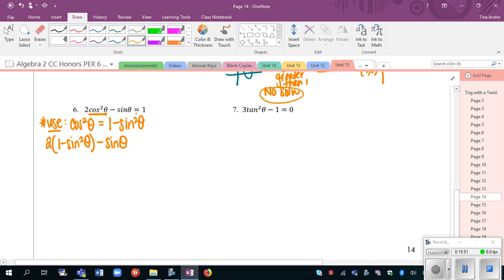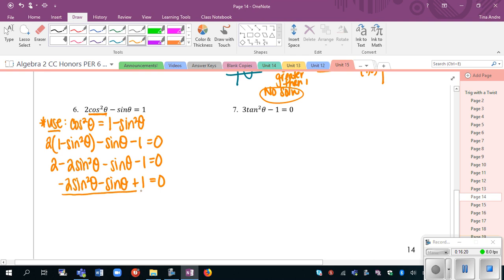I'm going to go ahead and just bring this 1 over in this step. Minus 1 equals 0. So now I can go ahead and combine like terms. So I'm going to distribute my 2. So 2 minus 2 sine squared of theta minus sine of theta minus 1 equals 0. Get our like terms, get this in standard form. So I have plus 1. And now I don't want to have a negative leading coefficient for factoring purposes, so I'm going to divide everything by -1. So this is just going to swap all the signs.